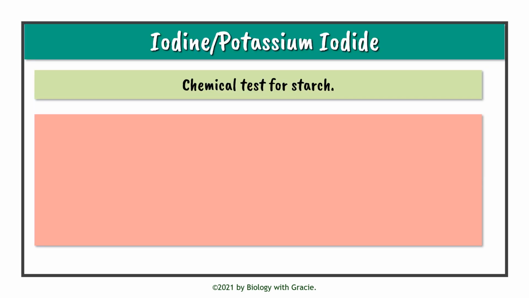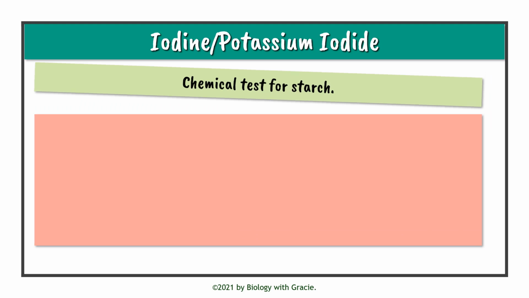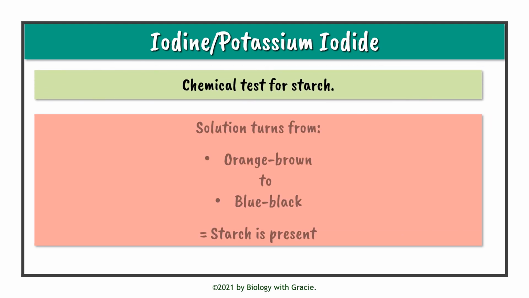So the second test is iodine and potassium iodide, and this is a chemical test for starch. What happens when you perform this test is the solution turns from an orange brown colour to a blue black, and this therefore shows that starch is present.